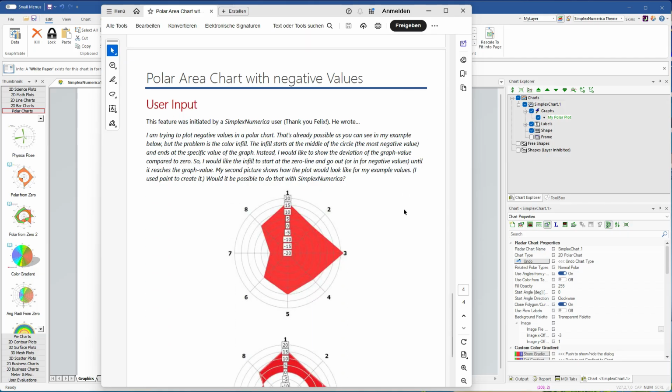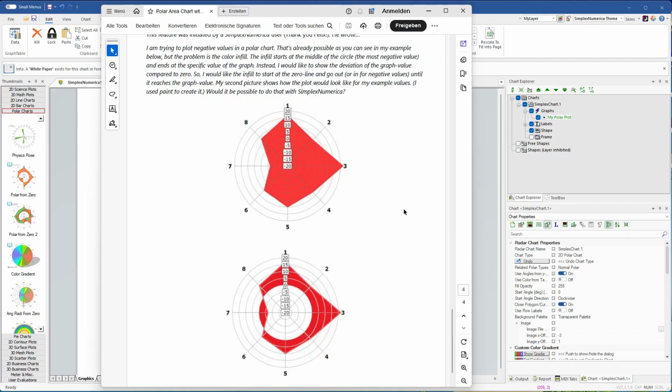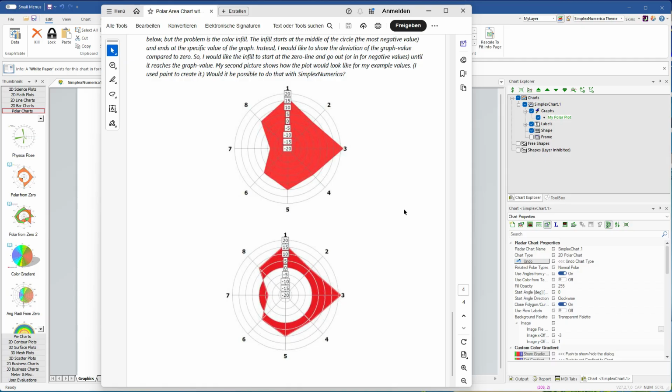Here is what the user wrote furthermore. My second picture shows what the plot would look like for my example values. I created it using Paint. Would it be possible to do that with SimplexNumerica? The answer is yes. Yes, SimplexNumerica can do this.